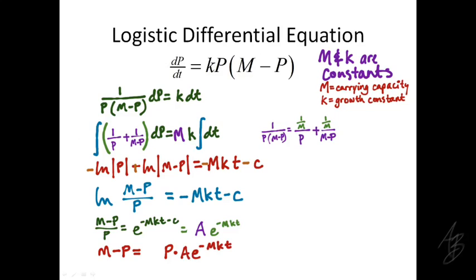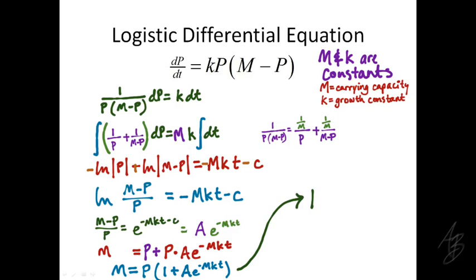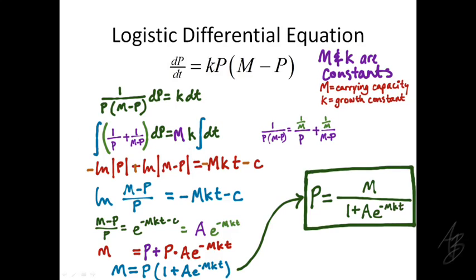So then we end up with M minus P equals P times A times e to the negative Mkt. To get P by itself here, we'll go ahead and add P to both sides and then factor it out, and we get M equals P times that quantity. And one more step here, fairly straightforward at this point. To get P by itself, we get the population is equal to the carrying capacity divided by 1 plus A, which depends on our initial conditions, times e to the opposite of Mkt.